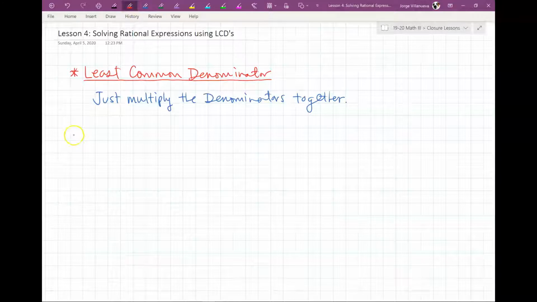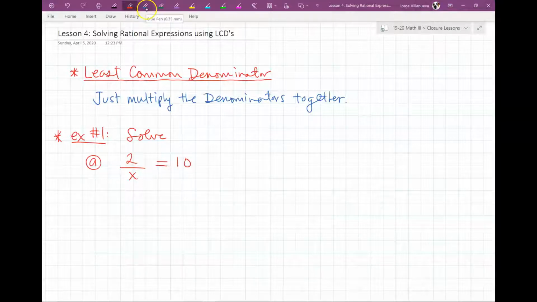We're going to start off with our examples. Okay, so example 1, we're just going to solve. Now we'll start with part A, and we're going to start from easy to difficult. So we're going to start off with this one here, 2 over x equals 10. This one's pretty simple. All you have to do is solve for x.